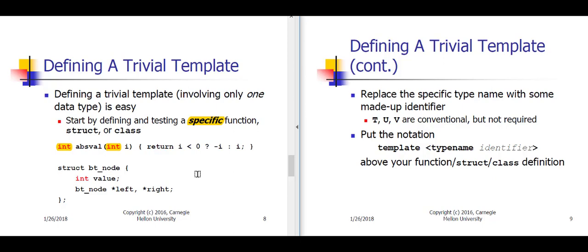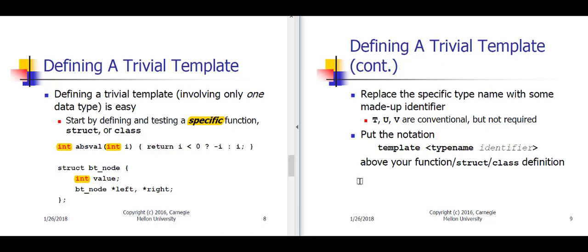In the bottom part of slide 8 here, we have our good old BT node struct that we used to implement our binary search tree. We were using int values, but it should be clear that this same struct will work fine if we simply change that data type to double if we want a binary search tree of doubles, or char if we want a binary search tree of chars, or string, the standard type name string, if we want a binary search tree of strings.